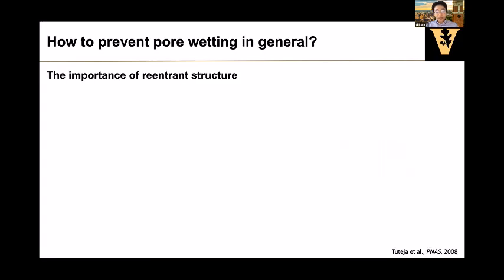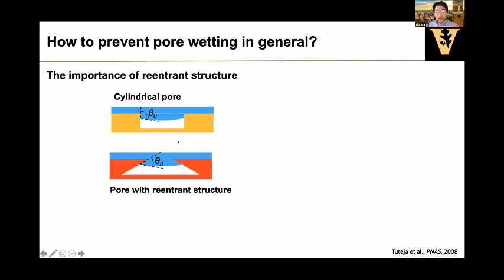So here comes the importance of reentrance structure, which Renu mentioned in his talk. So what is a reentrance structure? If you look at a cylindrical pore, if you have a low surface energy material, then you can resist wetting or the infiltration of the liquid if the liquid has a high surface tension, such as water. But if you have a low surface tension liquid, then the liquid would basically penetrate into the pores.